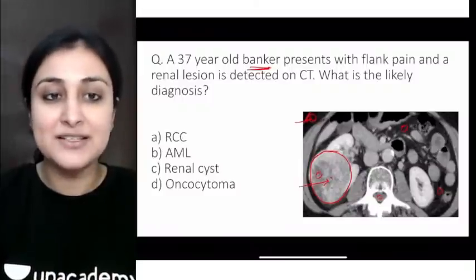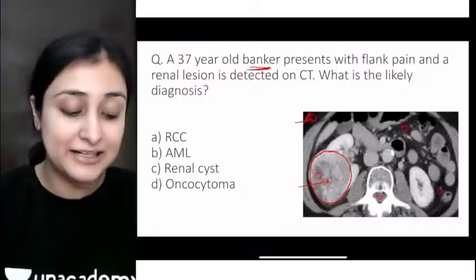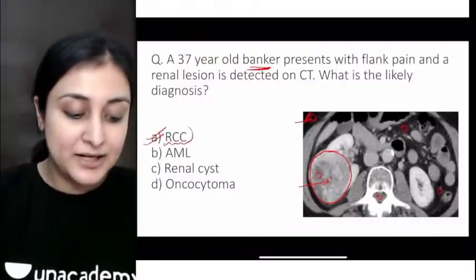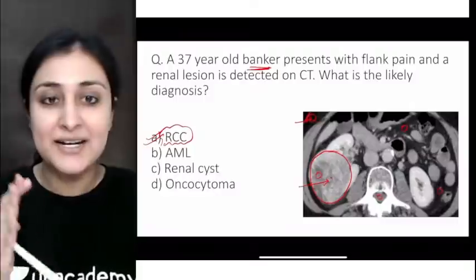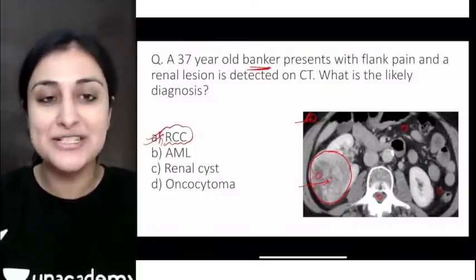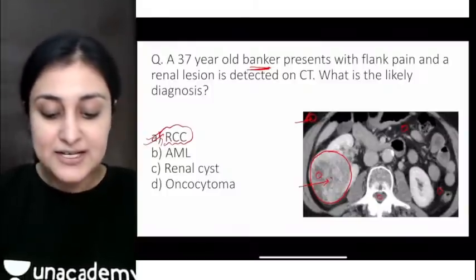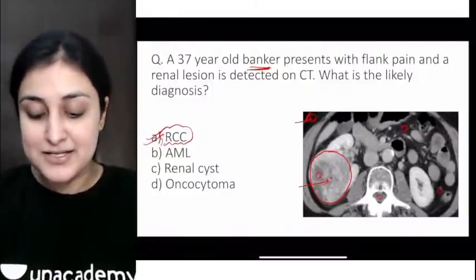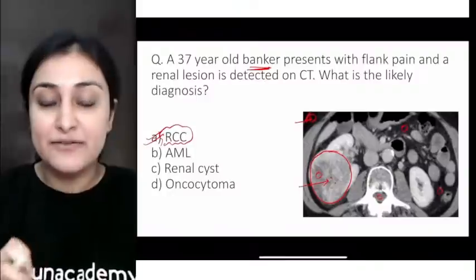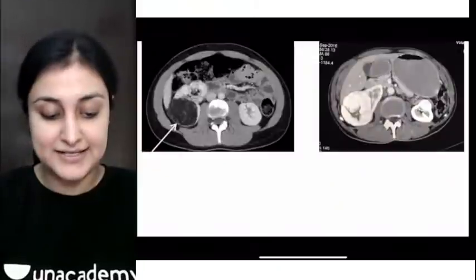Please, guys, bankers are not destined to have angiomyolipomas. Just leave them alone. They can have RCC. If a banker comes to you and says, I have a renal mass, you will not start treatment and go for embolization saying you have angiomyolipoma. No, you will scan him and you will make a diagnosis based on the image. Okay, so this is renal cell carcinoma. This is a heterogeneous lesion which is showing necrosis. Okay, so this is RCC.